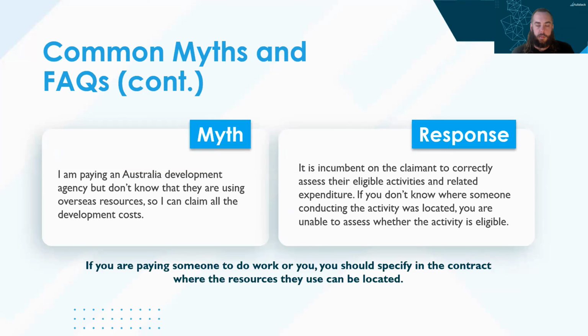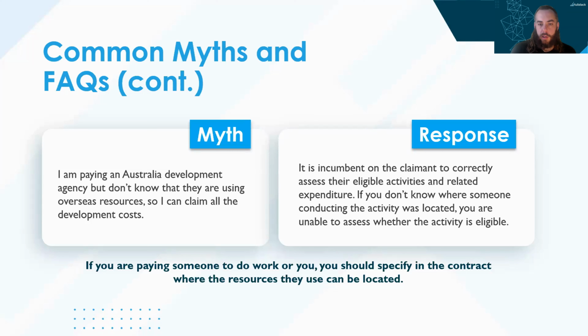So the next step from that is a very common myth saying, well, I'm paying an Australian development agency, but I don't know that they are using overseas resources, or I don't have the capacity or the capability to find out. So I'm just going to claim everything, because if I don't know, then it's not an overseas activity, I guess, is the logic there. That's obviously an incorrect approach.